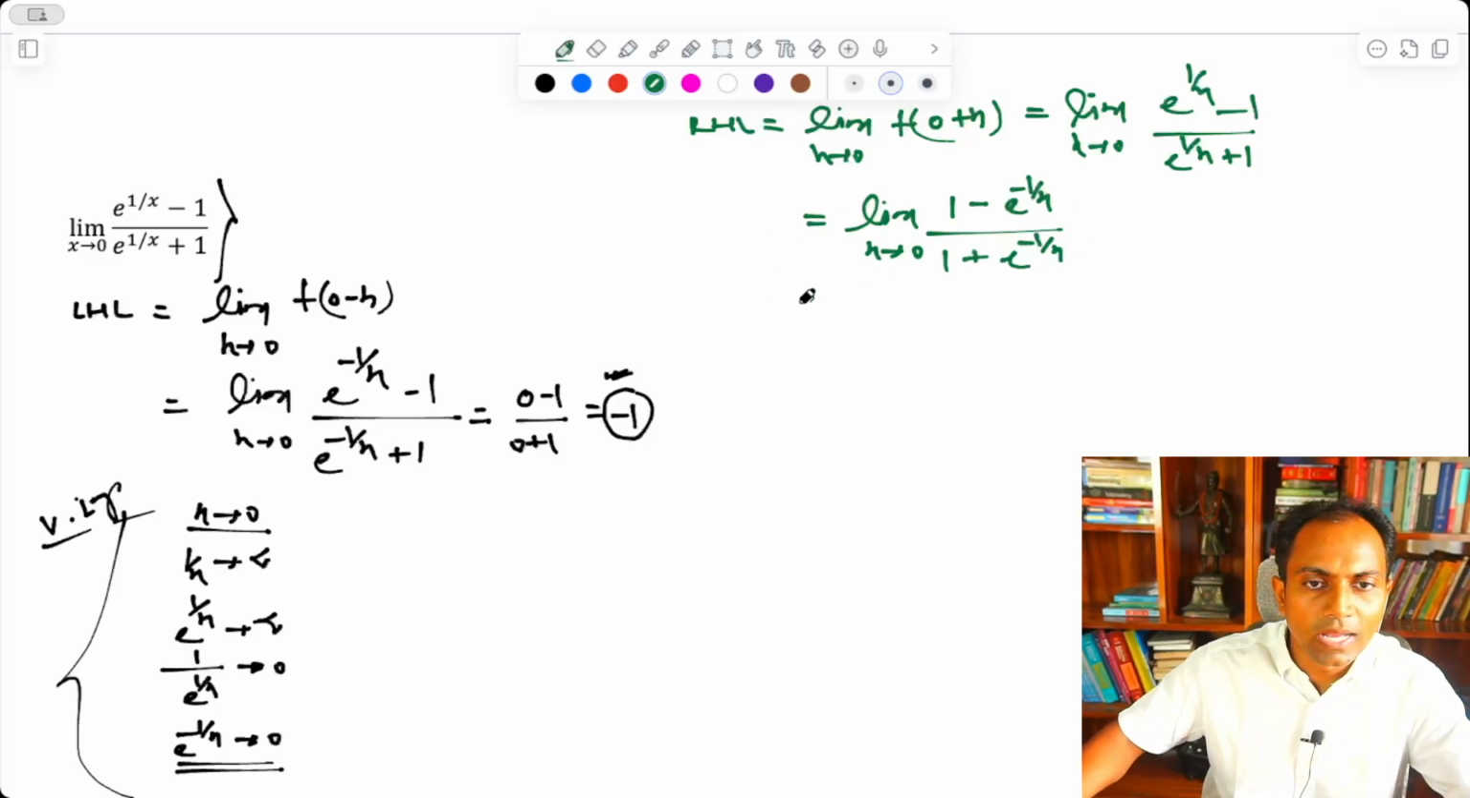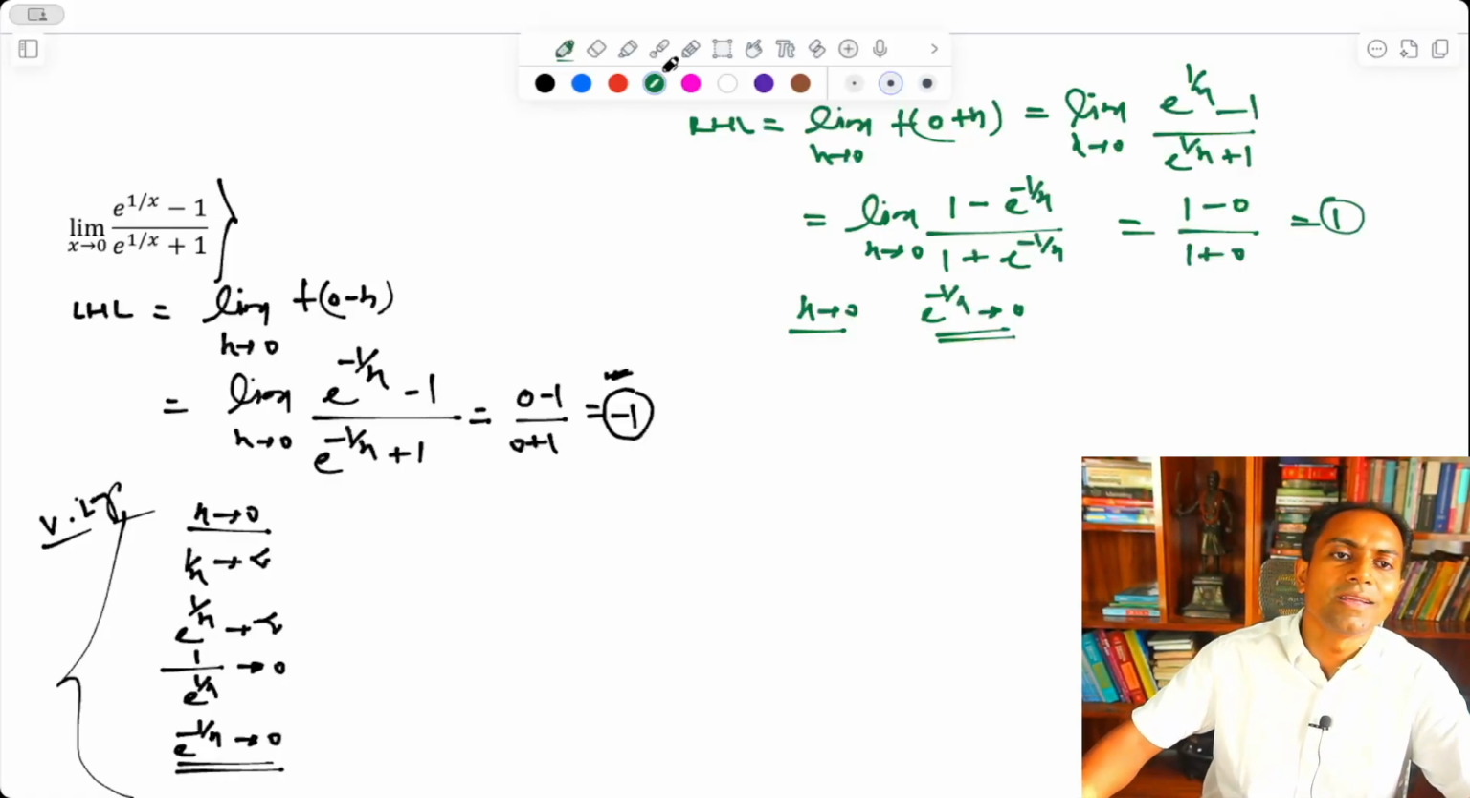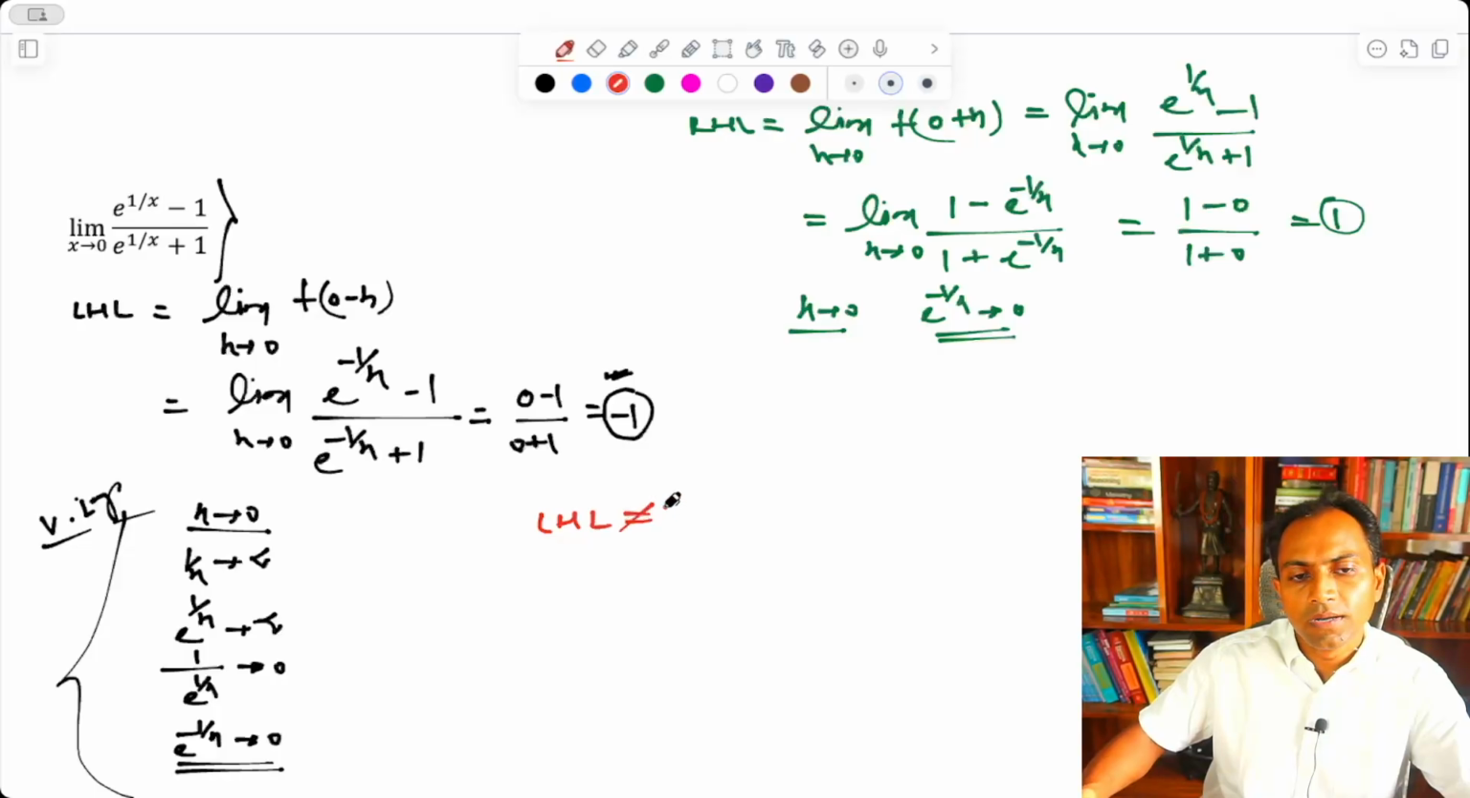Now, we knew that when h is tending towards 0, e raised to the power minus 1 by h also tends towards 0. If you put the values, this becomes 1 minus 0, and this becomes 1 plus 0. The answer comes out to be 1. What you can clearly observe in this case is that LHL does not come equal to RHL. And if that happens, the limit does not exist.